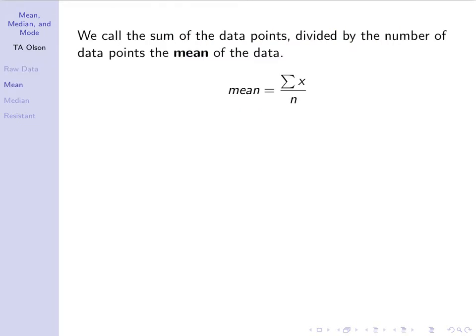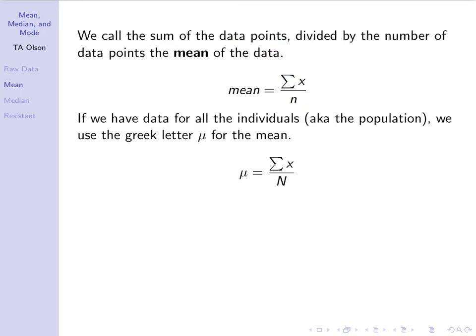The most common definition of average is the mean of the data. So the mean of the data is we add up, we take the sum of the data points, and then we divide by the total number of data points. So we're going to add up our 12 data points, and since we have 12, we're going to divide by 12.